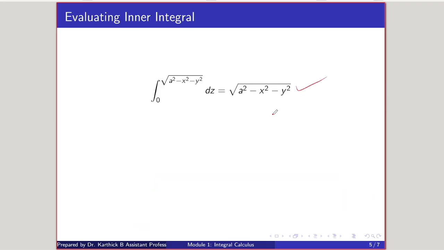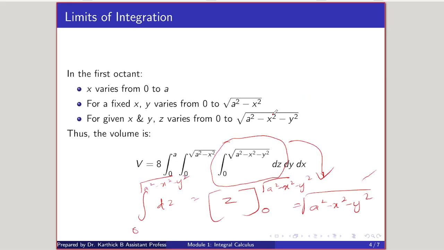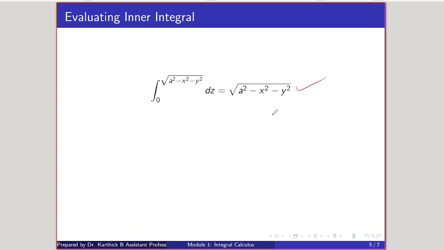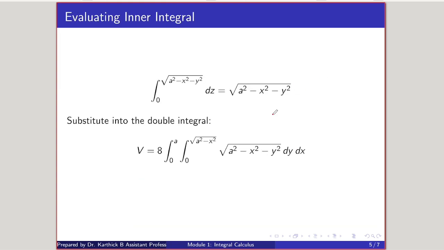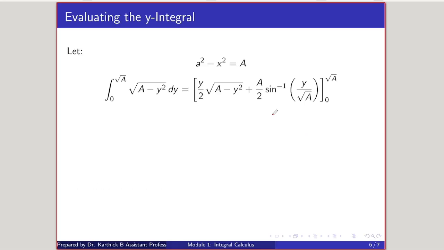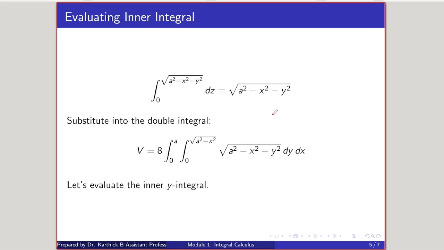So I have evaluated the inner integral part. Then what we will do? Then I will substitute this back and go for the evaluation with respect to y. So now I am going for the second integral with respect to y. So here, other than y, the remaining a and x are constants. So I am just making the assumption of a square minus x square as A, simply a constant. So I am making this simply the integral of the square root of A minus y square.